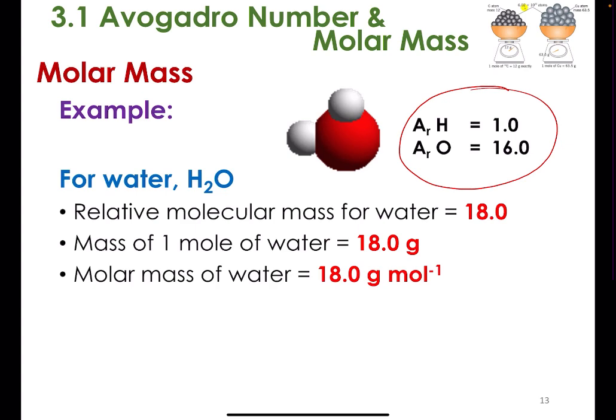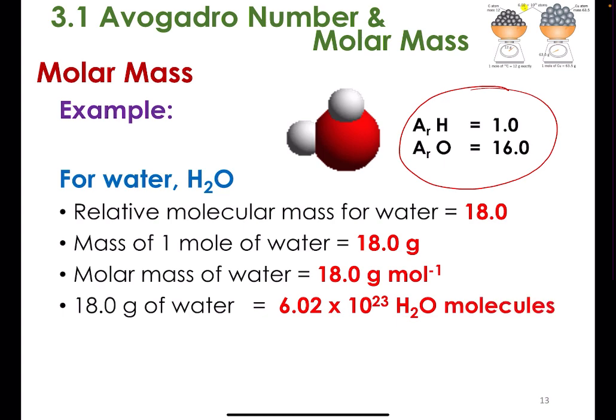And last but not least, let's compare with the number of particles yang kita belajar sebelum ni. So, ini adalah untuk 1 mole of water. This is 1 mole of water, where in 1 mole of water we have 18.0 gram of water. In terms of molecules, I will have 6.02 × 10^23 H2O molecules. So this is in terms of number of molecules.